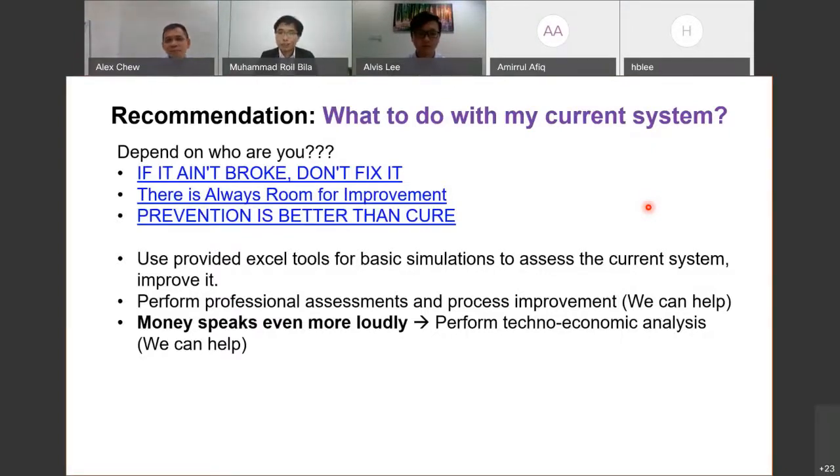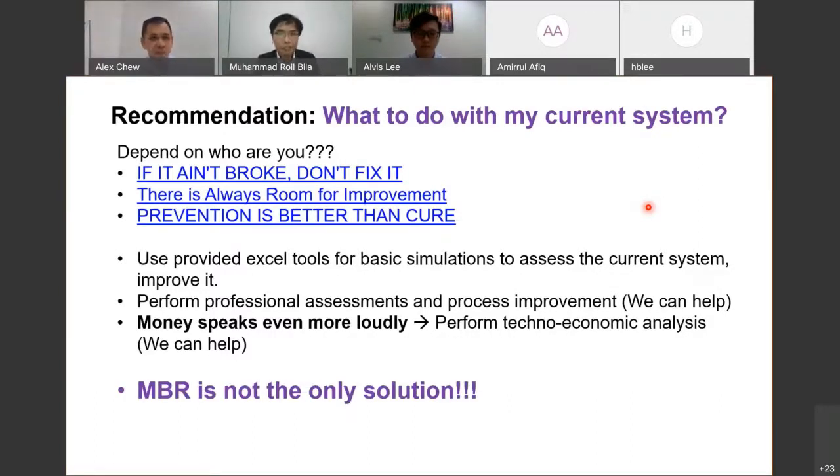And last but not least, I have this one. MBR is not the only solution. Maybe the problem associated with your setup can be fixed and upgraded without even upgrading to a membrane bioreactor. With that, I end my presentation.